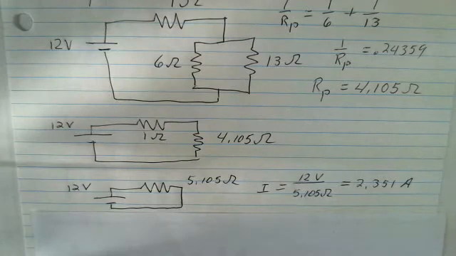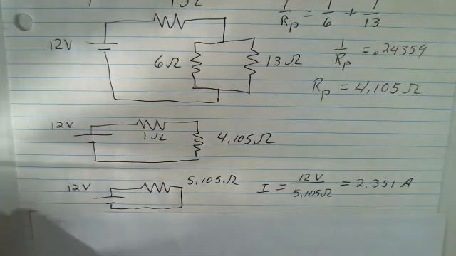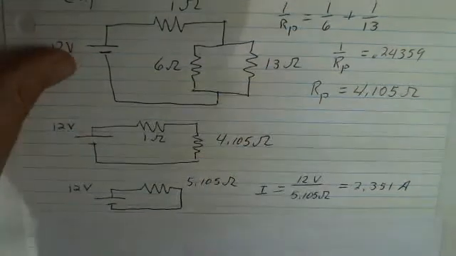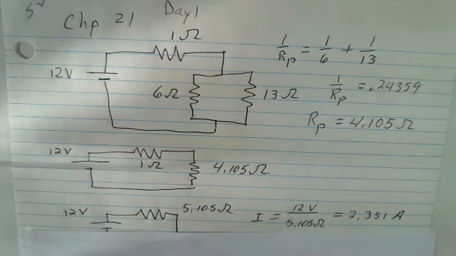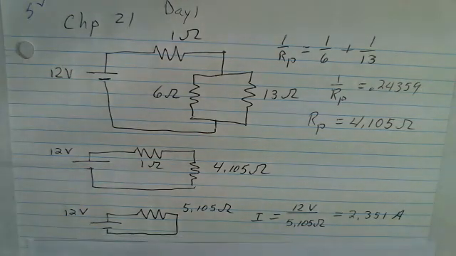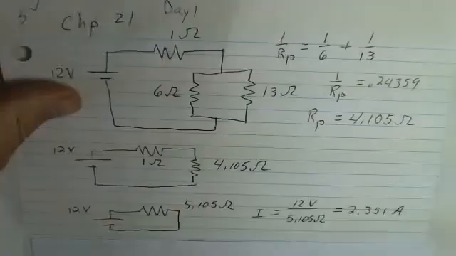We're ready to find the current from the battery, and V equals IR. Rearrange: I equals V divided by R. We find 2.351 amps coming out of the battery. This is also the current in the 1 ohm resistor. It is not the current in the 6 ohm resistor nor the 13 ohm resistor.